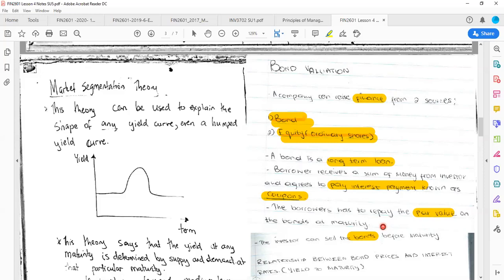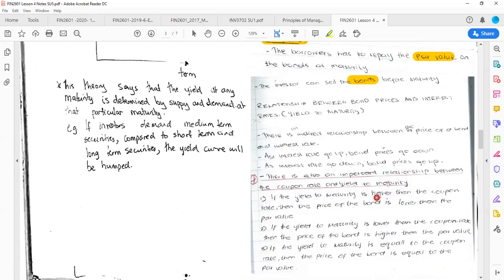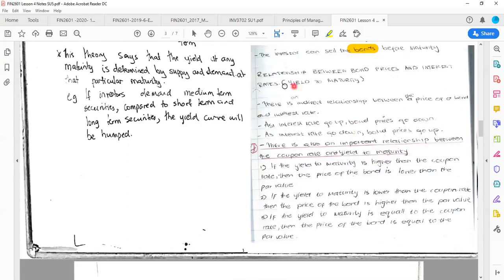You don't have to hold it until maturity if you decide you want to sell it. So before we look at calculating the price of a bond, you also have to know the relationship between bond prices and interest rates. We also call interest rates the yield to maturity, right?